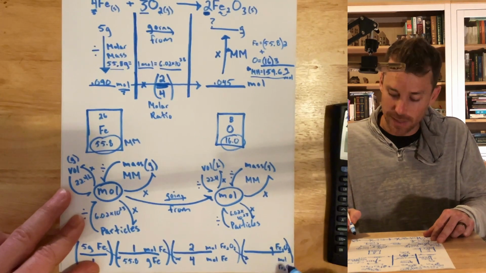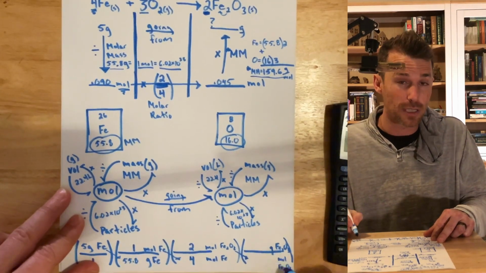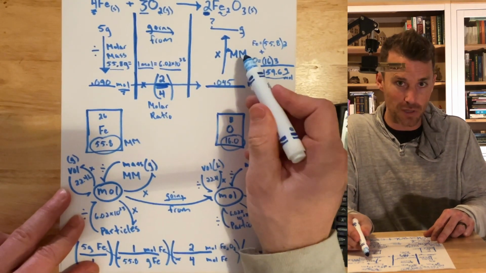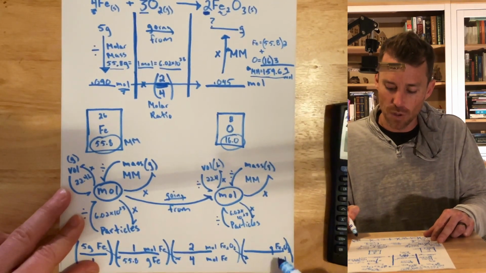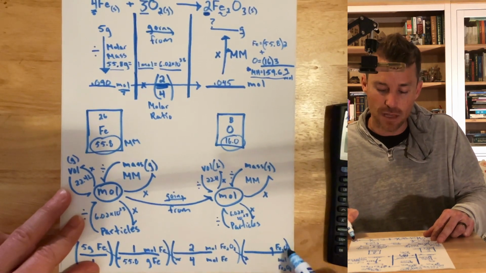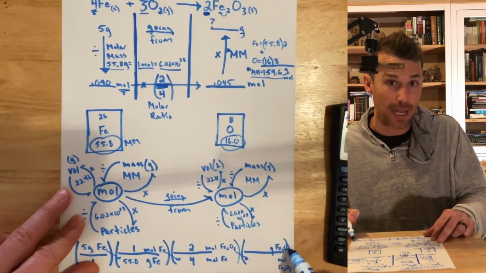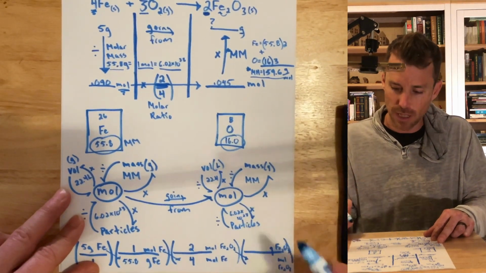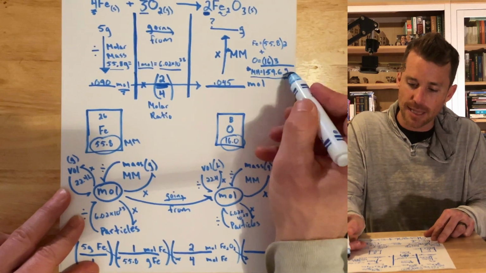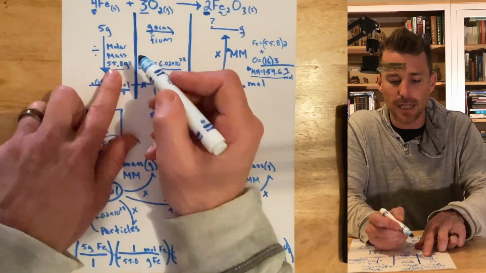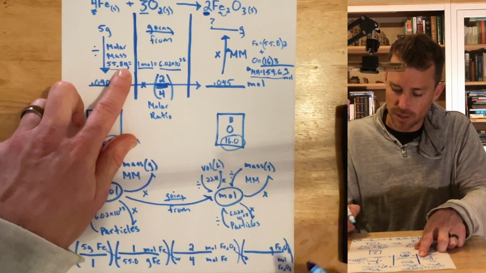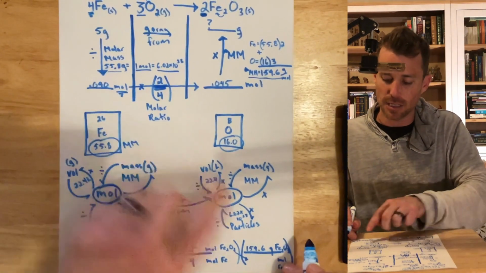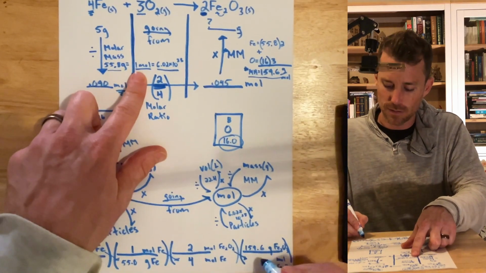Again, let me just reiterate here. We've got grams and we've got moles. When you see grams and moles on top and bottom, that is your go-to molar mass. So we have molar mass here, and it's the molar mass of the thing that we're talking about. In this case, it's iron oxide, and we already found that to be 159.6. So let's plug in 159.6 grams per 1 mole.